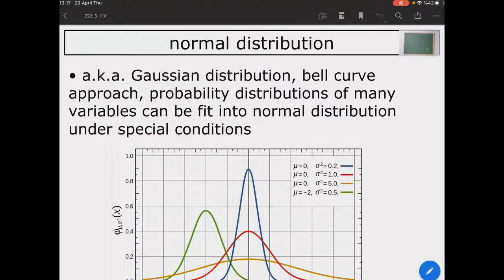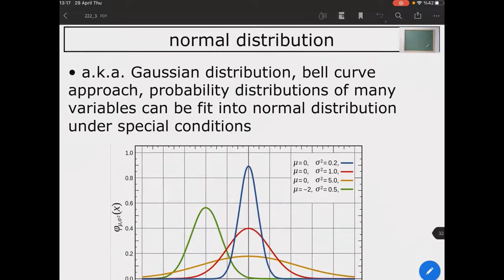In this session, we will continue with the last part of continuous probability distributions. Namely, we will talk about the normal distribution. It is also known as the Gaussian distribution or bell curve approach. It's quite popular with the students as well, of course.